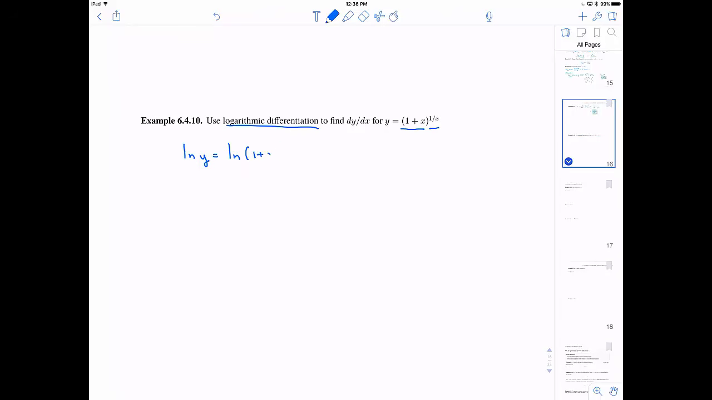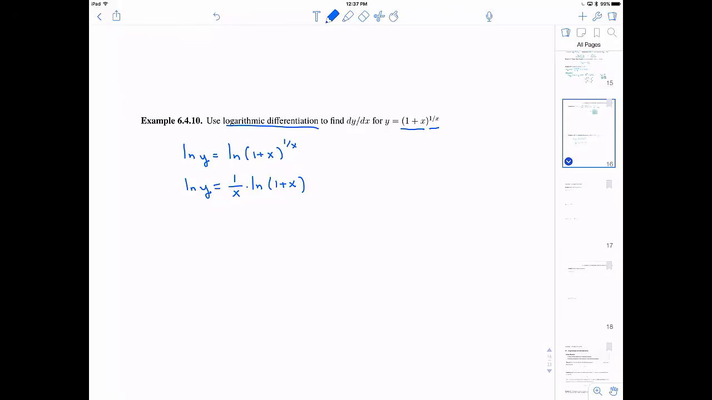So let's apply a natural log to both sides. And the advantage of doing it in this case is that, well, you can bring that exponent down. One of the properties of the logarithm says that you can go ahead and take the exponent and make it the constant. That was called the power rule.